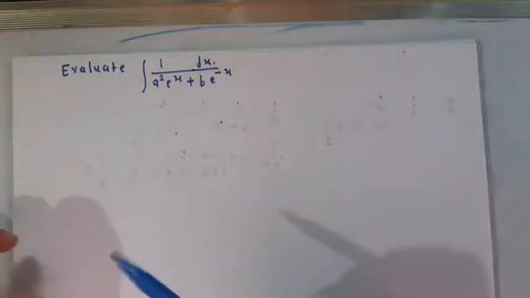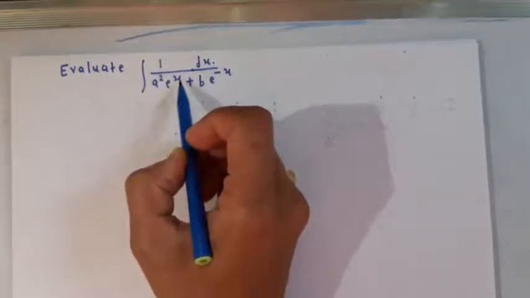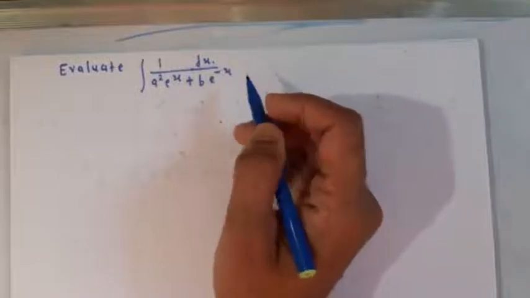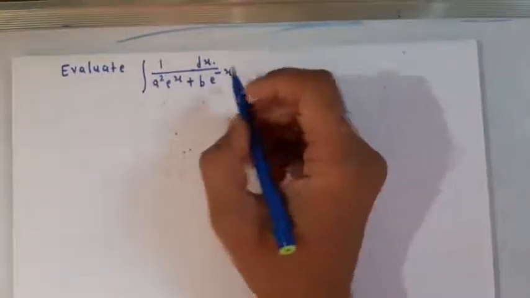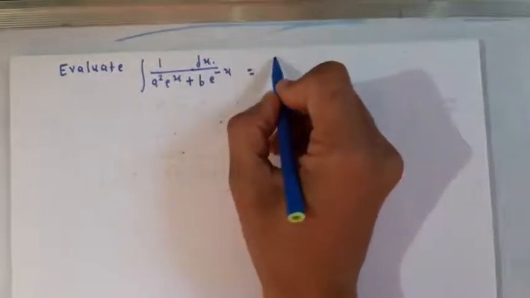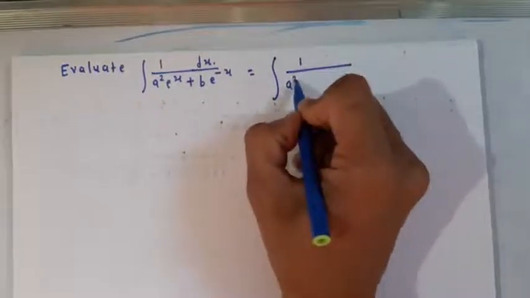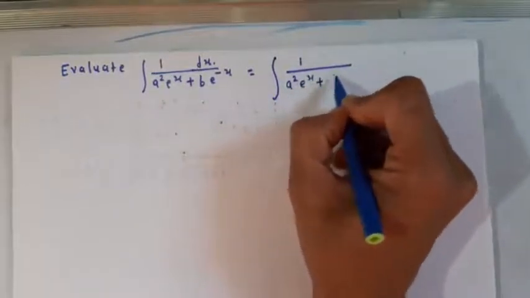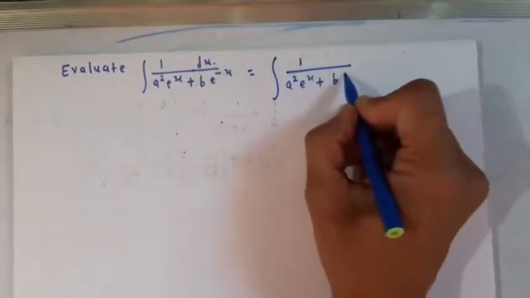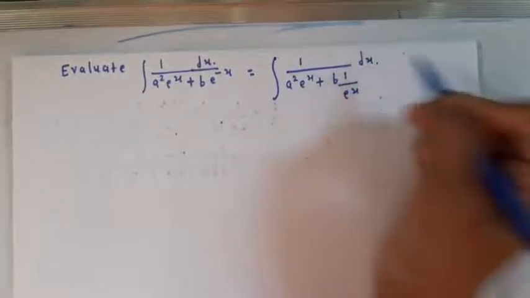Okay students, let us solve an example, that is integration of 1 upon a square e raised to x plus b e raised to minus x dx. First let us simplify the problem. This is equal to integration of 1 upon a square e raised to x plus b into e raised to minus x, and e raised to minus x we can write as 1 upon e raised to x, with respect to x.